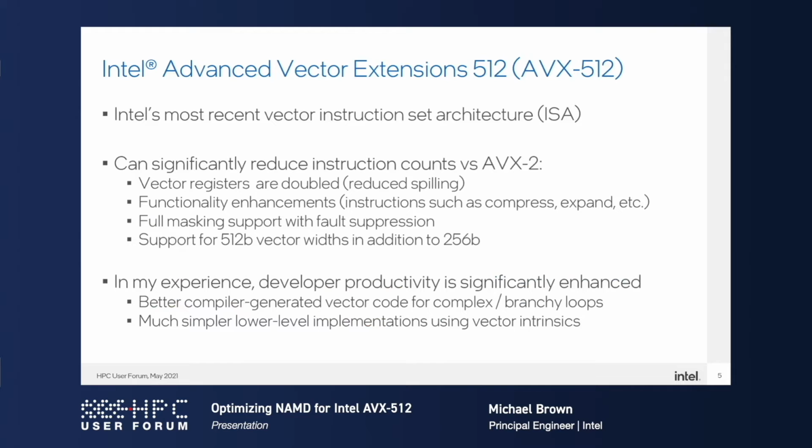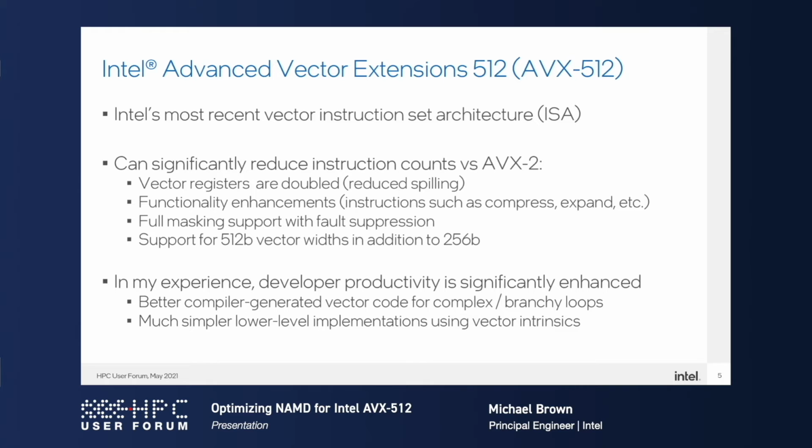As far as vectorization, Intel's latest vector instruction set architecture, or ISA, is called Intel Advanced Vector Extensions 512, or AVX-512. AVX-512 can significantly reduce instruction counts versus AVX2. For example, vector registers are doubled, and this can reduce spilling. The ISA includes functionality enhancements with new instructions such as compress and expand, for example. There is full masking support with fault suppression. And finally, there's support for 512-bit vector widths in addition to 256-bit.